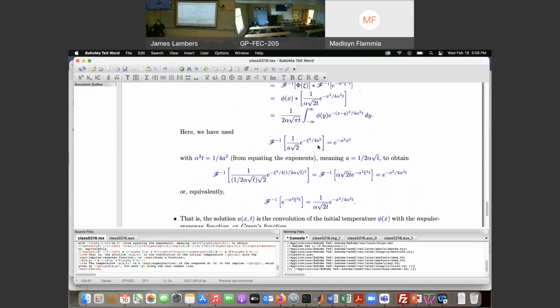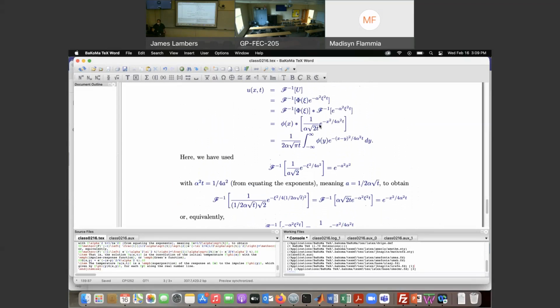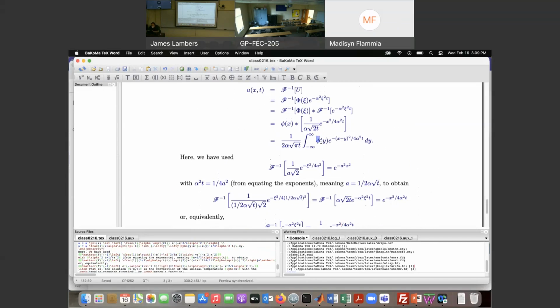So that's what this formula reflects: at a given point x and a given time t, what is the effect of a stimulus or heat source at y at some point in space-time elsewhere? So, questions about any of this, or homework questions?